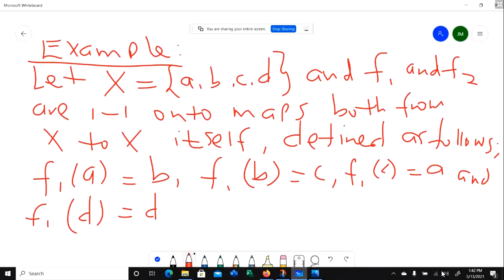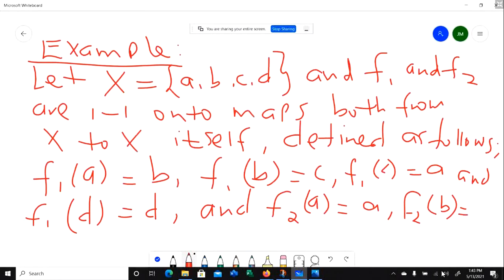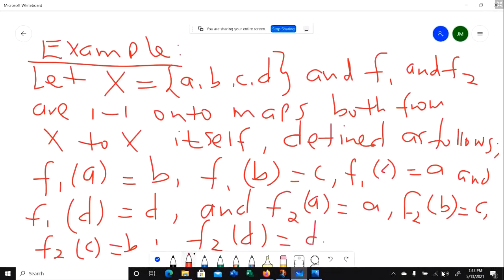So that is, F1 is defined like that, and F2 of A is equal to A, F2 of B is equal to C, F2 of C is equal to B, and F2 of D is equal to D. So we have the two mappings F1 and F2 defined on the set X like that. So I'd like you to write that, the two mappings, and then we want to test for composition and illustrate that these composite mappings are not commutative.